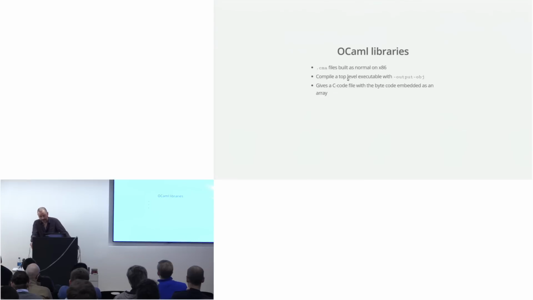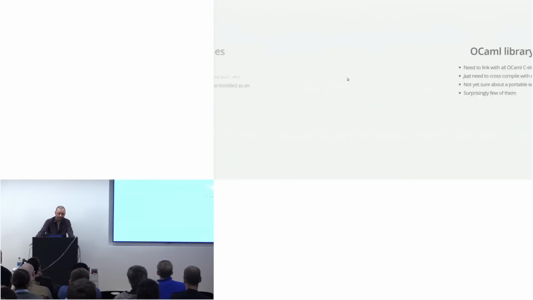Then we need to get all the libraries. As it turns out, you can just build the bytecode CMA libraries for OCaml, just like normal on x86. In fact, they're being built by a 64-bit compiler, even though they're being run on 32-bit. You then construct a top-level bytecode executable and pass this magic flag called output-obj. What that makes OCaml do is write a C file, which has an int array with all the bytecode for your program embedded in it. And then you can compile that with your cross-compiler.